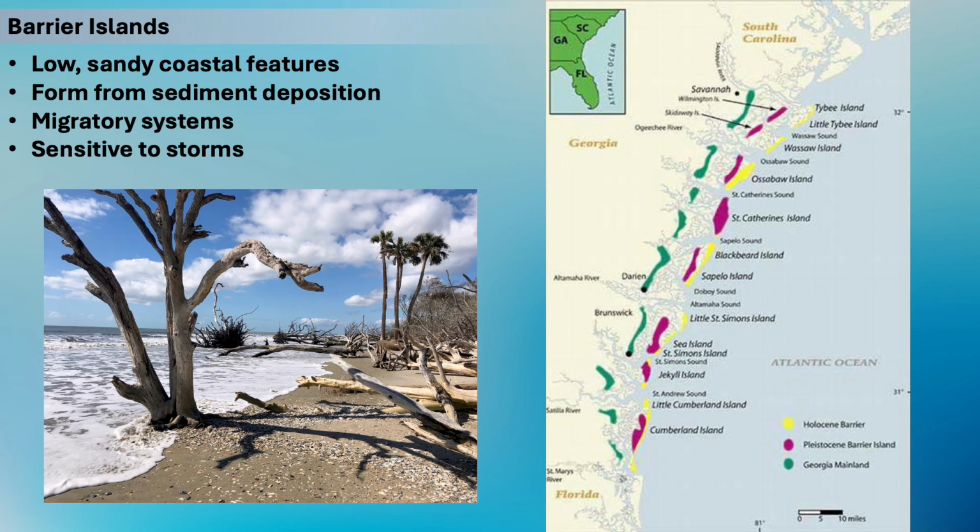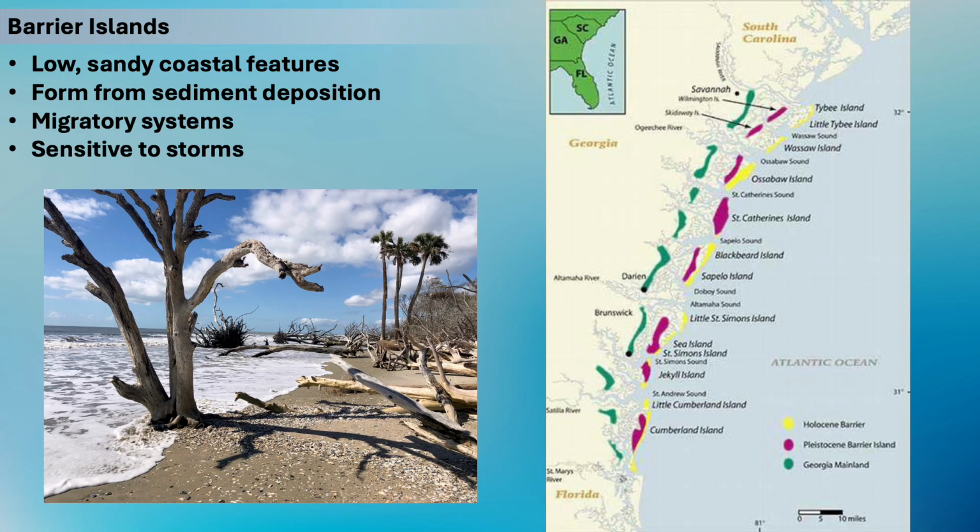Barrier islands therefore respond dynamically to sea level change and storm frequency. They are maintained by continuous sediment transport and, of course, reshaping. Let's once again take a look at the Georgia coastline for an example.